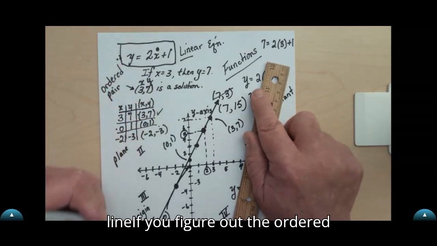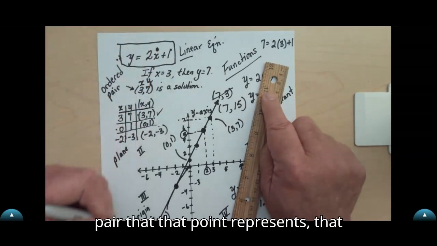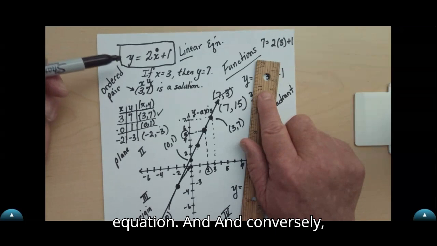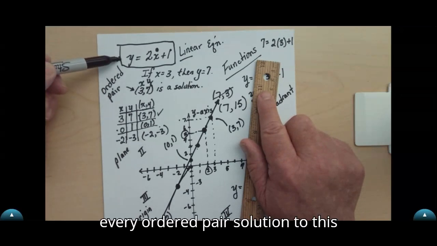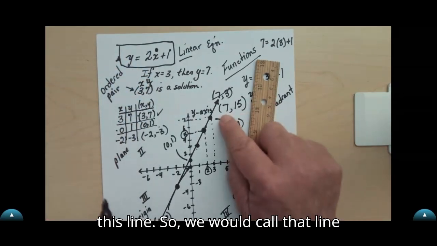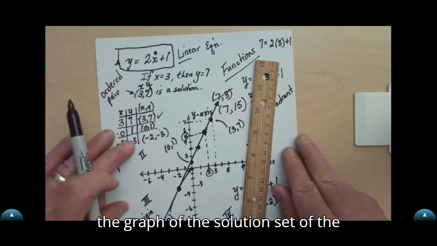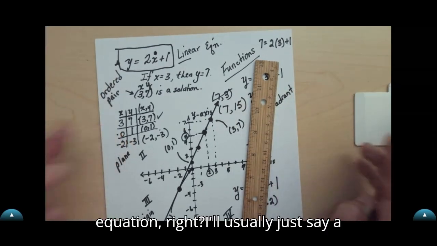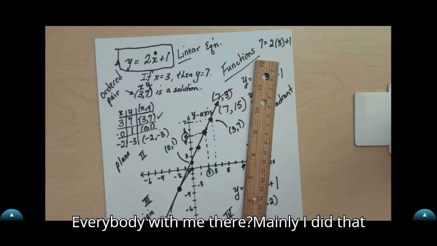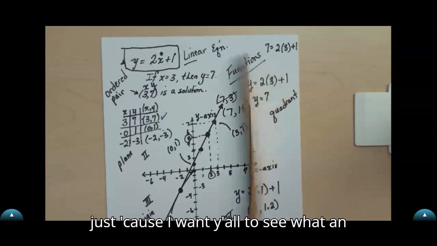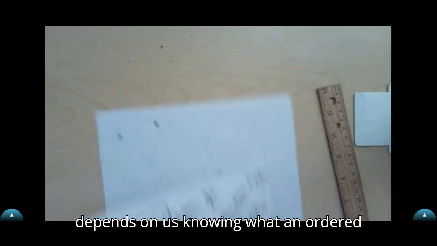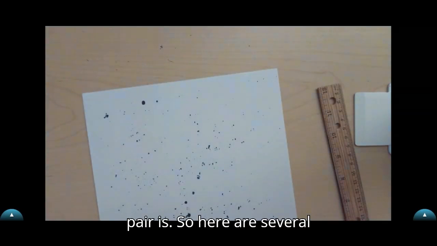So every point on this line, if you figure out the ordered pair that that point represents, that ordered pair will be a solution to this equation. And conversely, every ordered pair solution to this equation is a point somewhere on this line. So we would call that line the graph of the solution set of the equation, right? I'll usually just say a graph of the equation, but we're actually talking about the equation's solution set. Everybody with me there? Mainly I did that just because I want y'all to see what an ordered pair is, because our definition of function depends on us knowing what an ordered pair is.